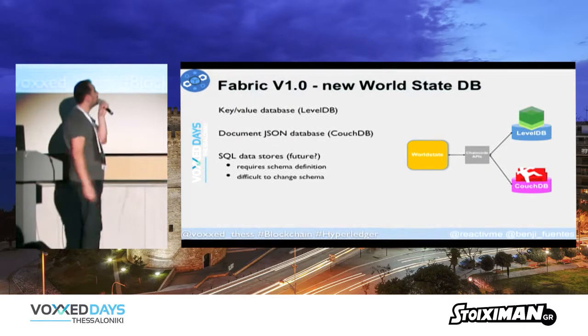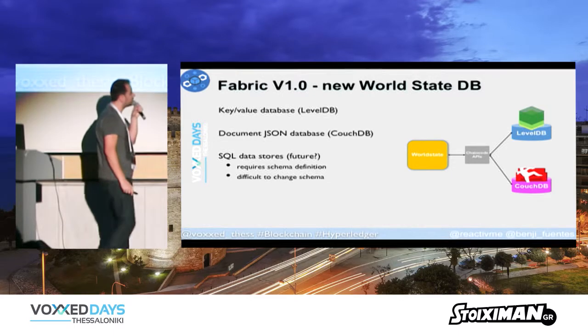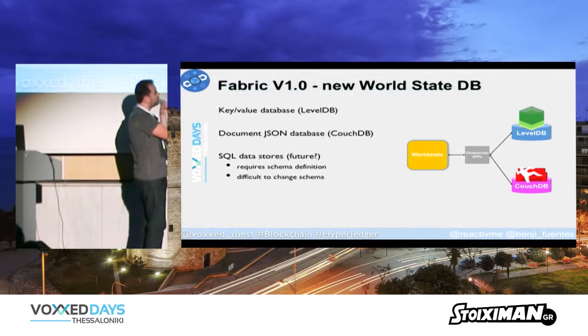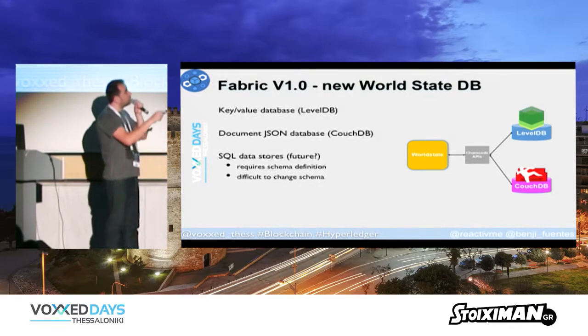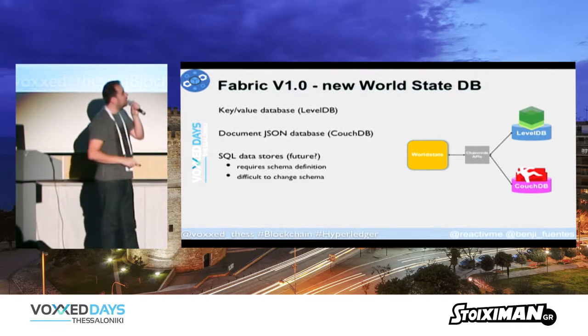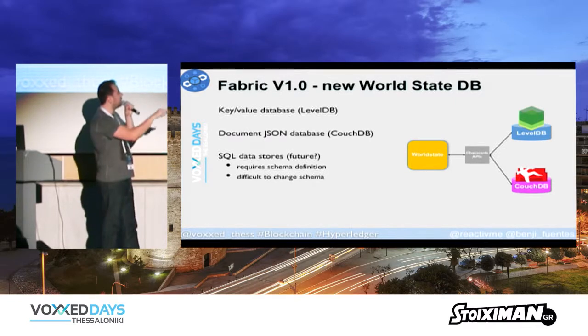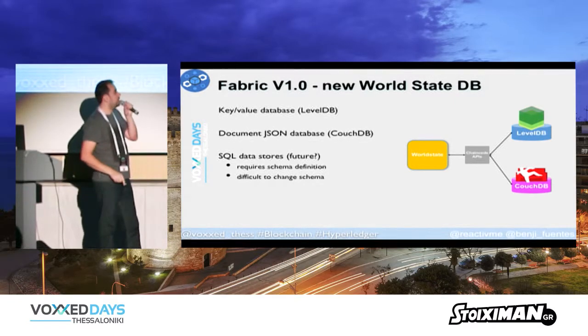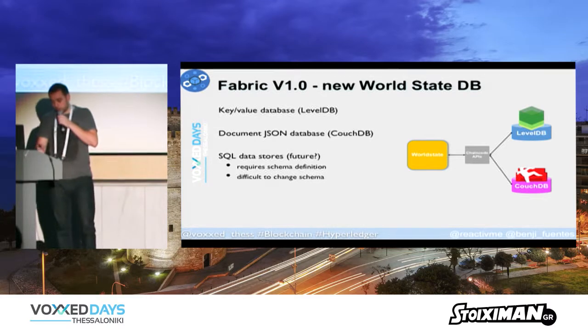Here is what I told you, two kinds of ways to store your data. So now you have the choice. Before you had only one key-value store, that today is LevelDB, and here you have a JSON store that is CouchDB that I will use just after.